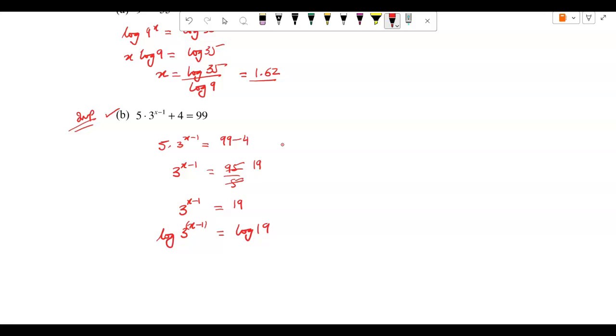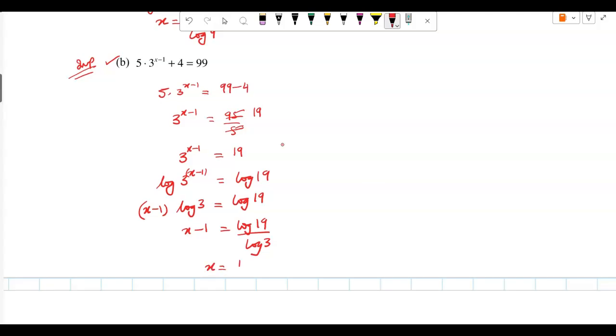Then the power comes in front. So x minus 1 times log 3 is equal to log 19. Then x minus 1 is equal to log 19 upon log 3. And then x is equal to 1 plus log 19 upon log 3. Correct. Which is 2.68, so 3.68, because you have to add that plus 1.